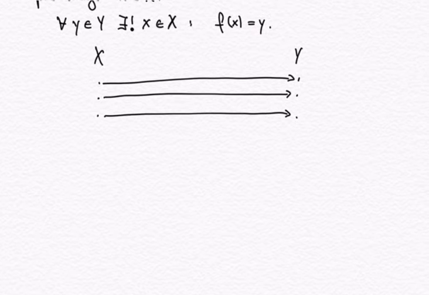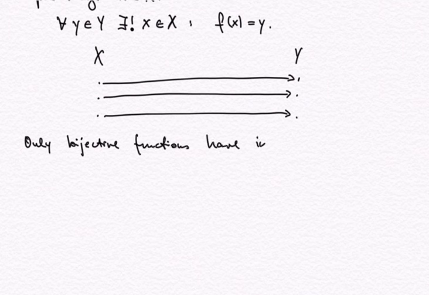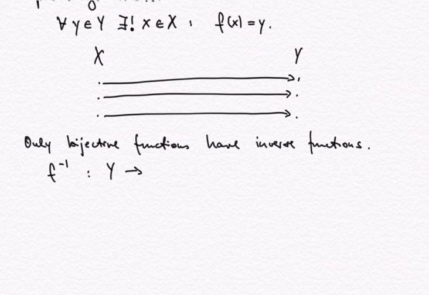Then you can see very intuitively that only bijective functions have inverse functions. The inverse, f to the minus 1, pronounced f inverse, is the function that goes from the codomain of the original function to the domain of the original function, and it assigns to the image of x under f the pre-image.